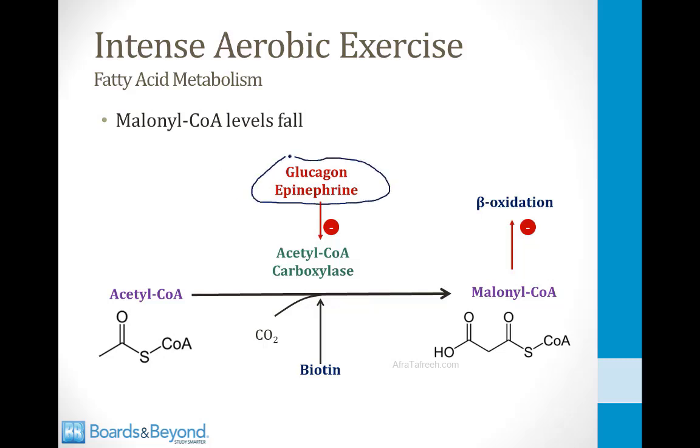Glucagon and epinephrine inhibit the rate-limiting step in fatty acid synthesis. They inhibit the enzyme acetyl-CoA carboxylase. This ensures that fatty acid synthesis will not occur during a long race like a marathon. As a result of inhibiting this enzyme, levels of malonyl-CoA will fall, and malonyl-CoA is a powerful inhibitor of beta oxidation. So by lowering its level, you will speed up beta oxidation.